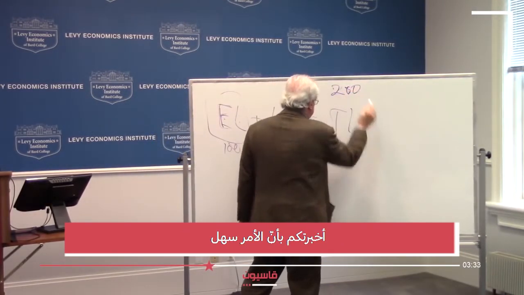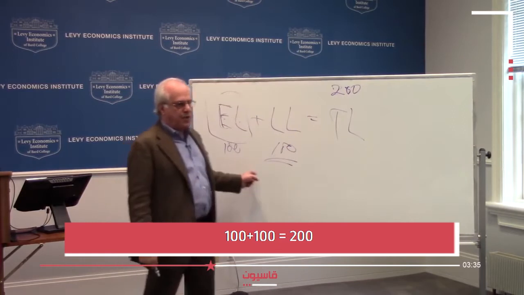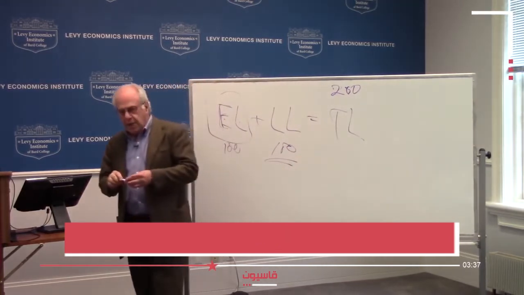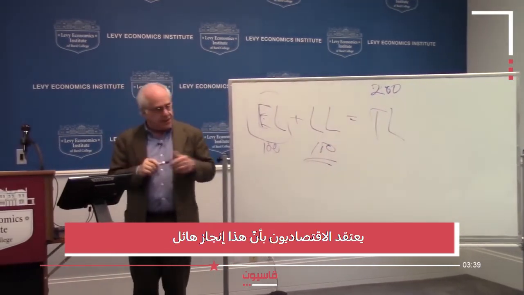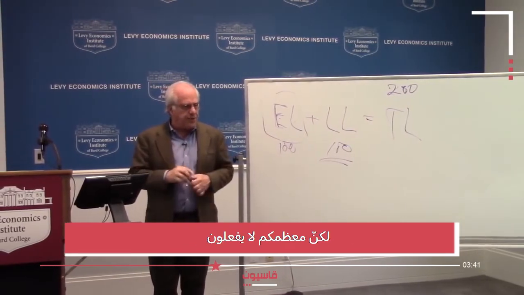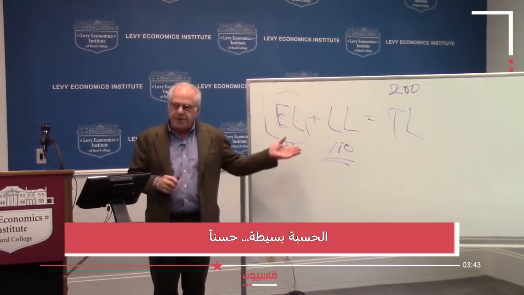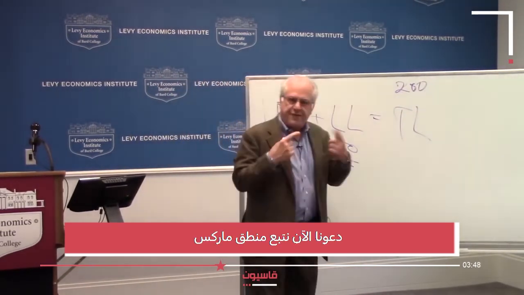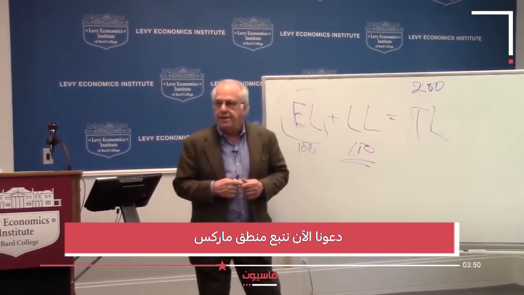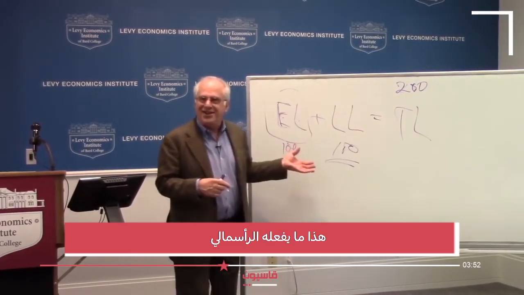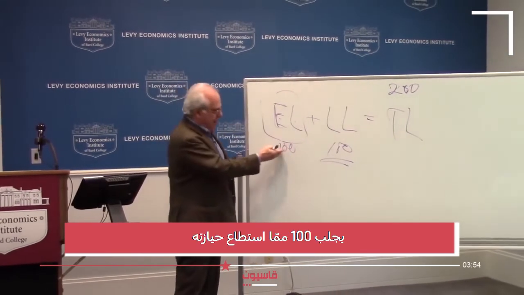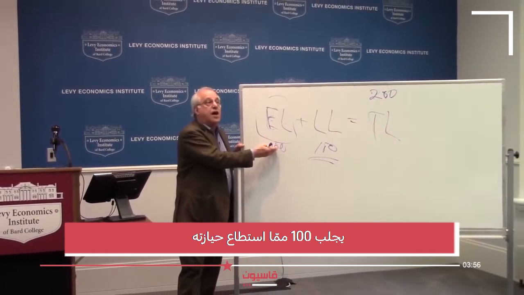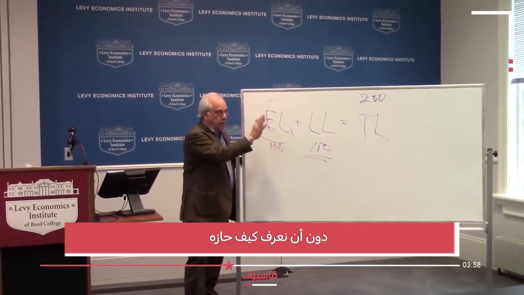I told you this would be easy. 100 plus 100 equals 200. Economists think this is an enormous achievement here, but most of you probably don't. The arithmetic is simple. Okay? Now let's follow the logic as Marx did. This is what a capitalist does. He brings 100 of what he's come to acquire somehow, we don't know how.